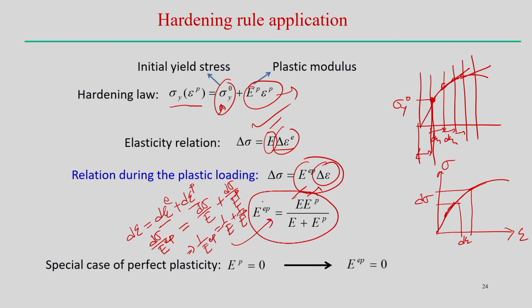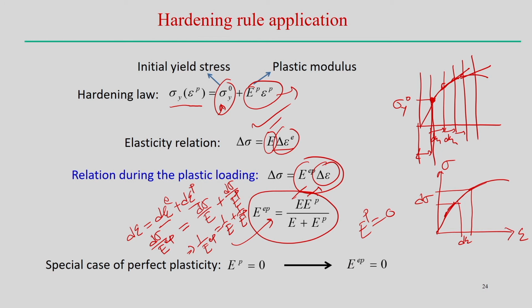So, therefore, we can see the special case of perfect plasticity. If it is perfect plasticity, then the plastic modulus equals 0, and in that case the elastoplastic modulus will be 0 in this particular case.